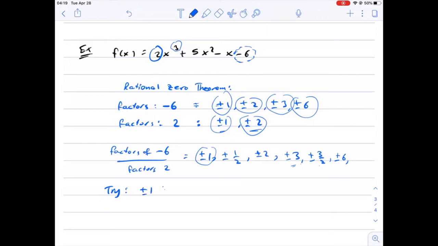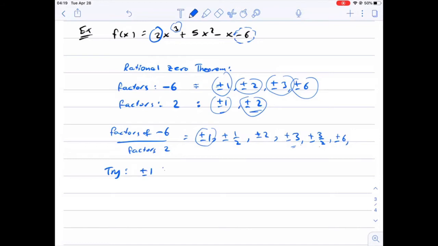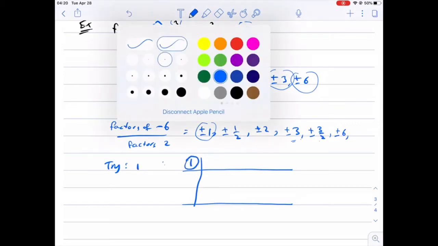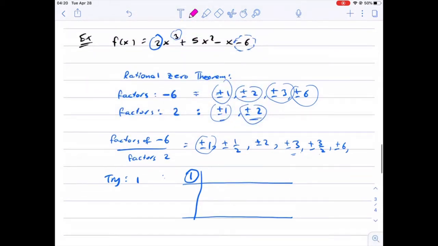Now, how do we determine if this is a zero? There are 2 ways to do so, and actually the most powerful method is synthetic division. How to do synthetic division? We draw this table and we put the 0 here, positive 1, and then we put the coefficients of the polynomial. The coefficients are 2 for x cubed, 5 for x squared, -1 for x, and -6 is the constant term.